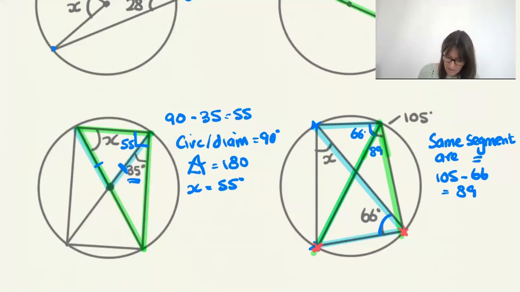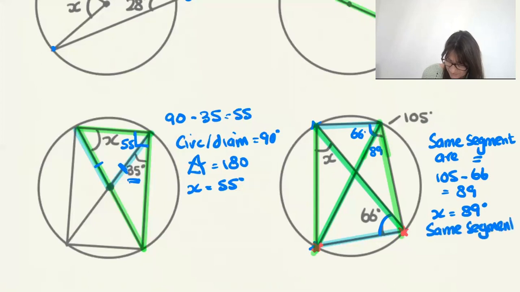So if I go away on some different lines, I can go to that same segment rule, and the X here is in the same segment as this angle here, 89. So I can now say that my X is equal to 89 degrees, and I use the same segment rule for a second time. So I might as well write it down for a second time. I don't want to give my examiner any reason whatsoever to not give me my marks.